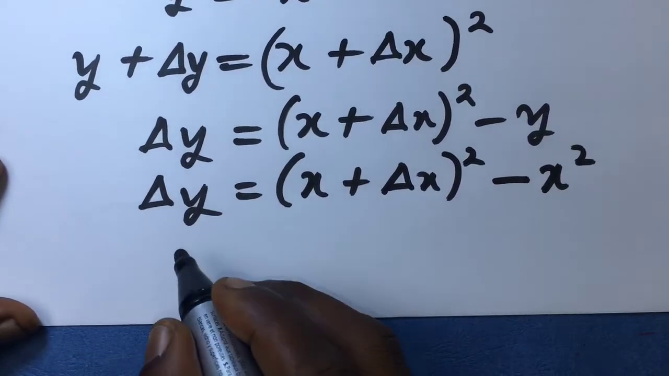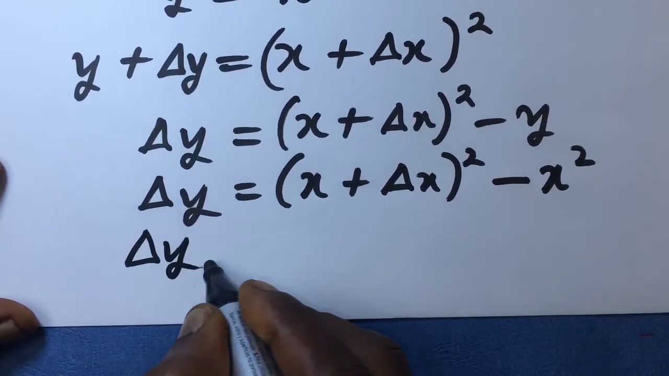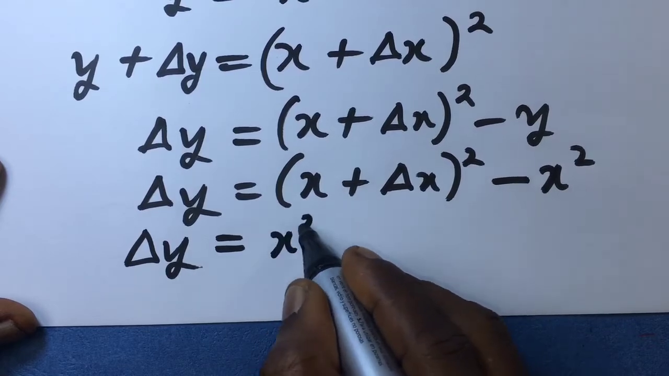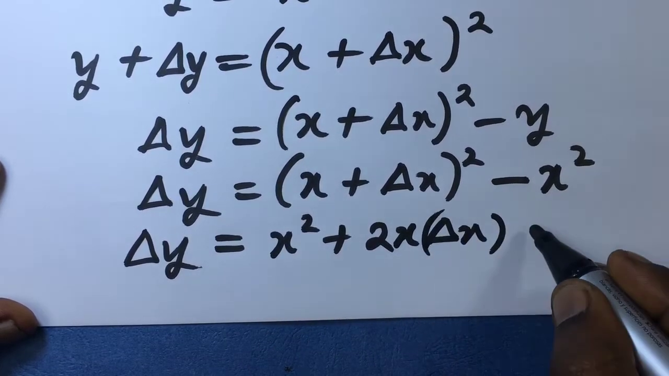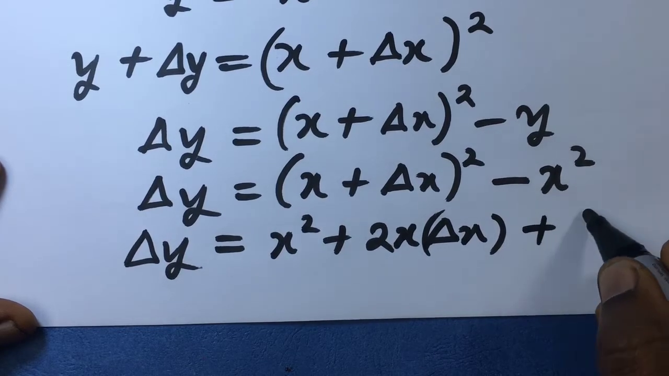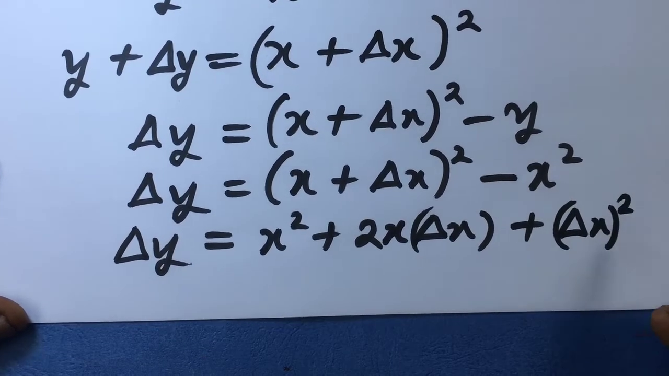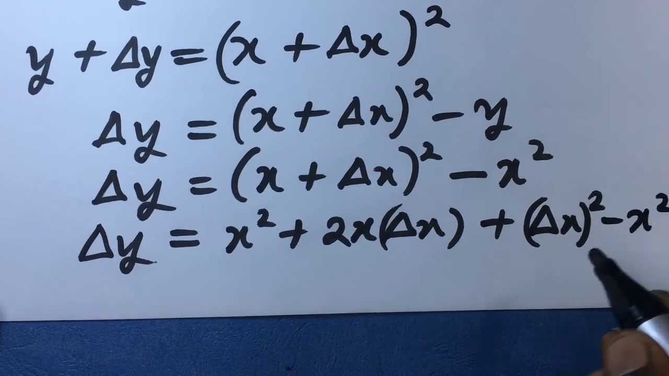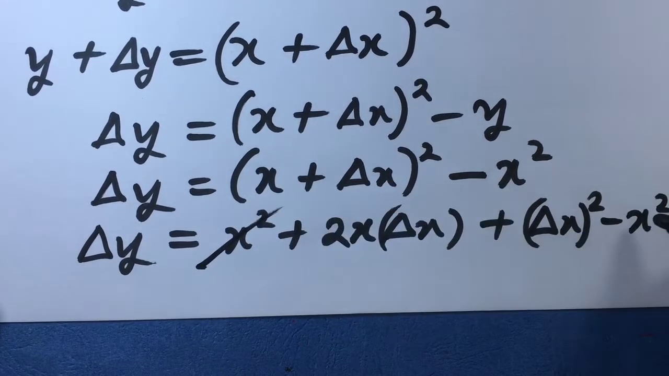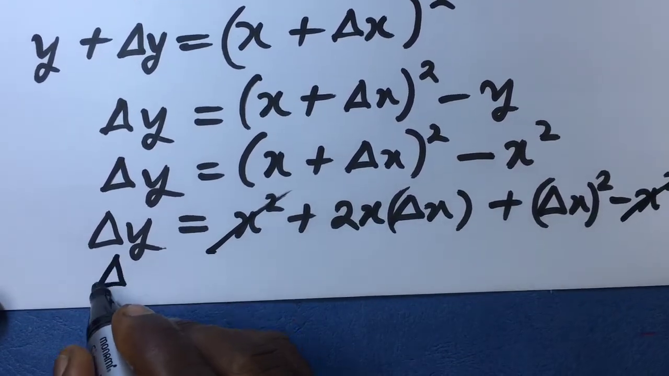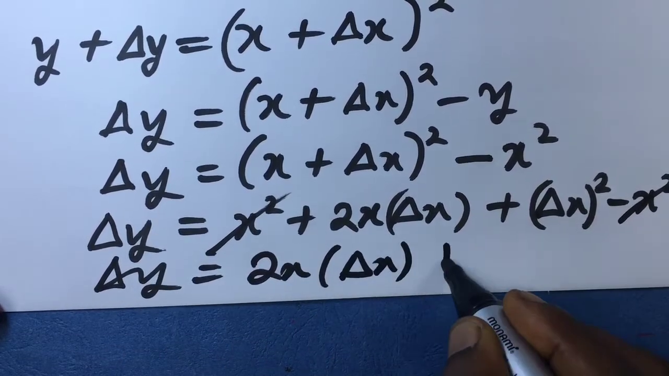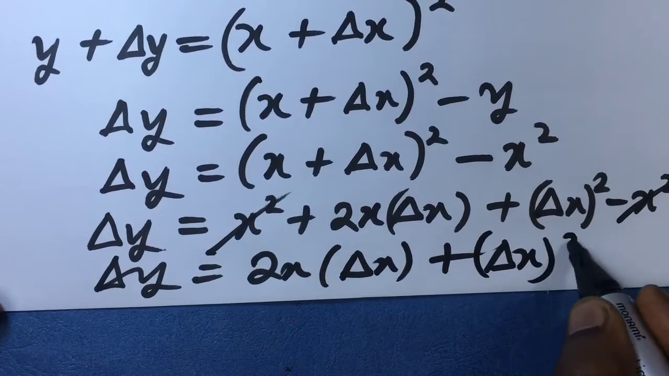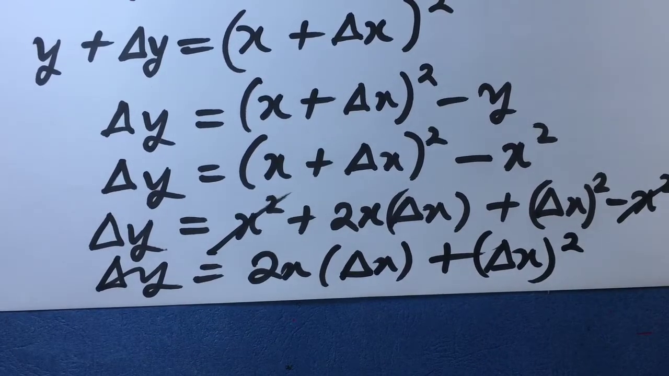Now if you expand this and simplify, you're going to have change in y equals x squared plus 2x times change in x plus change in x all squared minus x squared. Now obviously x squared cancels x squared, and we are left with change in y equals 2x in bracket change in x plus change in x squared. And this concludes our step 1.